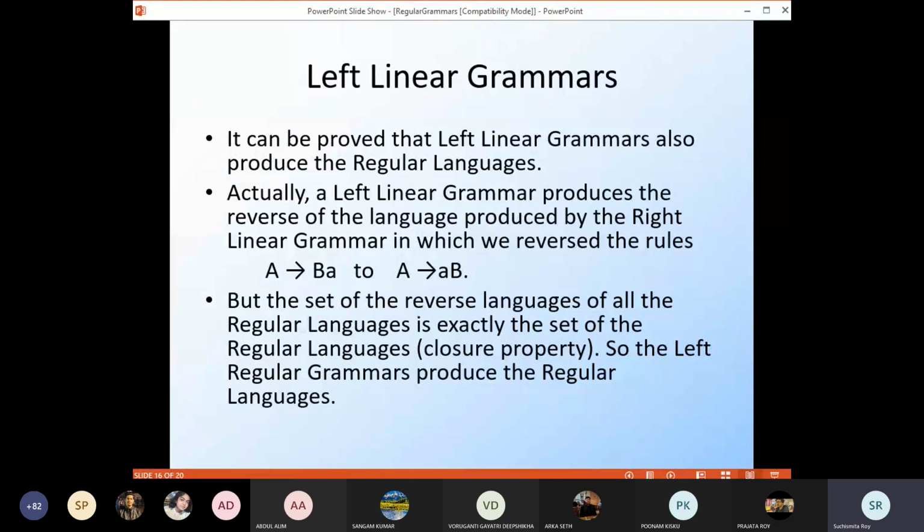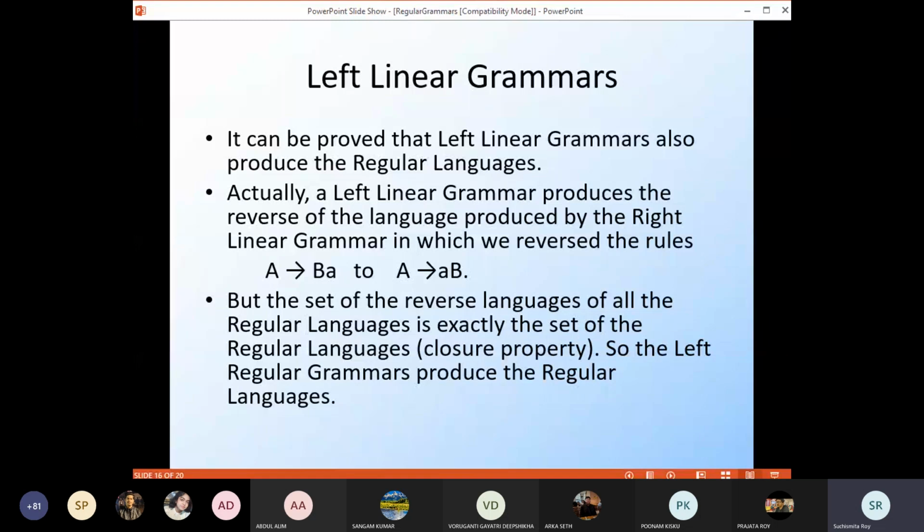How do you reverse a finite automata? Ma'am, by making the other state the final state, the starting state. Yes, and reversing the direction of the arcs. Okay, so that is very simple. You make the initial state the final state, and the final state the initial state.